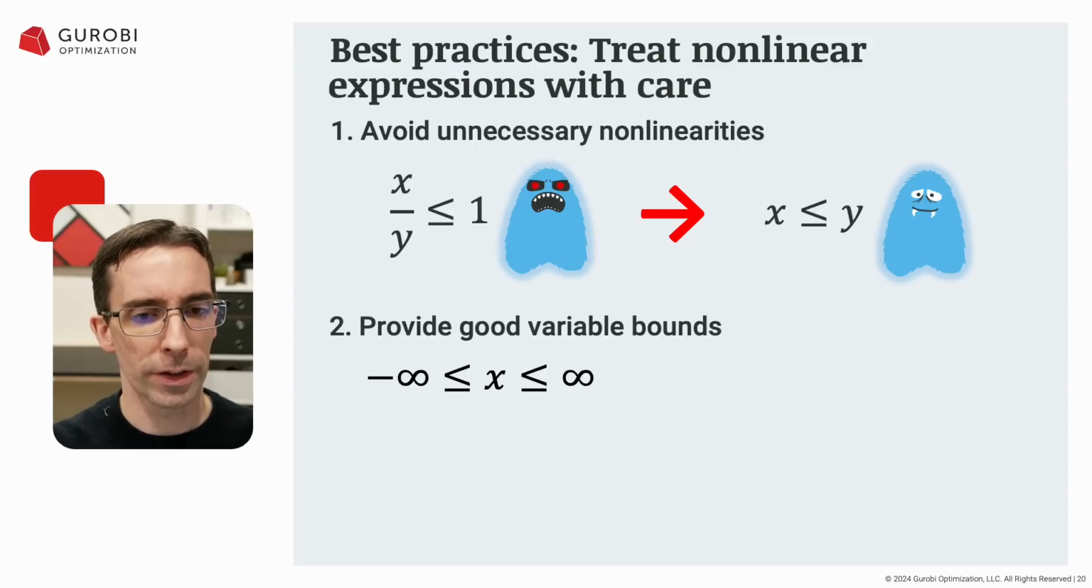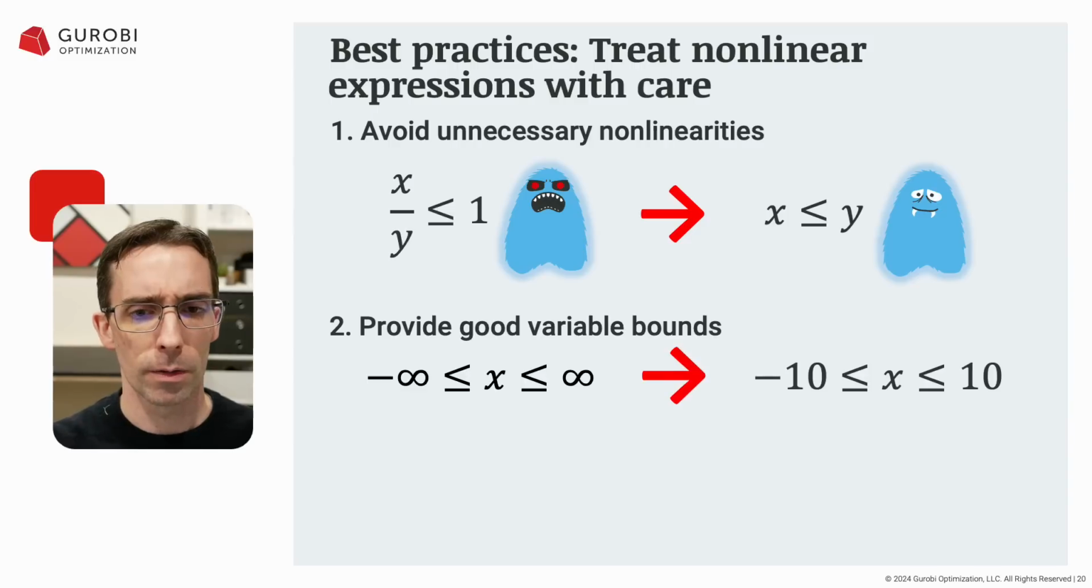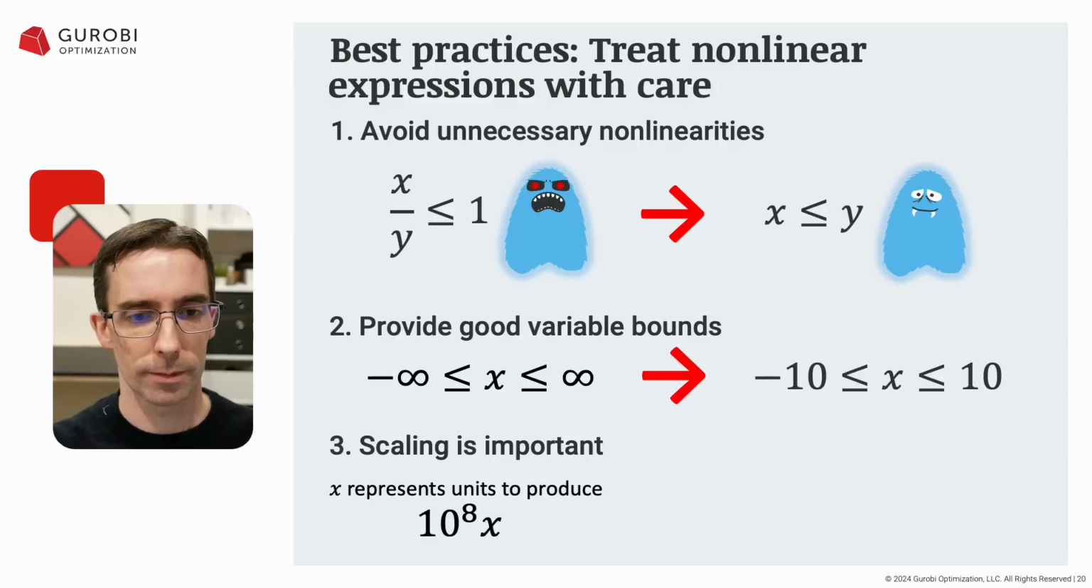Another important point is to provide good variable bounds. And this is especially important for some of the underlying algorithms. So for example, instead of providing an unbounded variable, if you know bounds on the variable based on your knowledge of the problem or other information, you should always provide those to the solver. These can help to reduce the search space and allow for better initial approximations of the nonlinear functions.